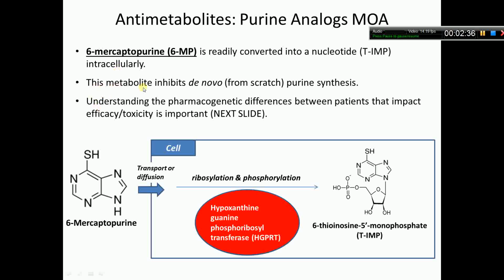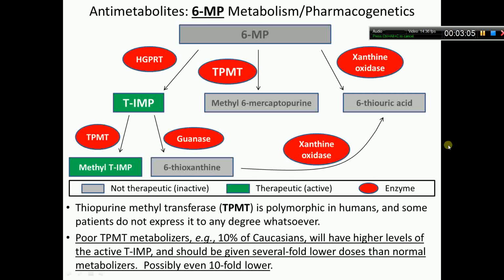And the metabolite, this TIMP metabolite, is going to inhibit what we call de novo, or from scratch purine synthesis. So some purines are synthesized absolutely from scratch, and some of them are actually scavenged from the extracellular space to be recycled. But we're talking about the from scratch synthesis that we're going to block. And really most of these drugs are going to interfere with DNA synthesis. Okay, as I mentioned right here, the pharmacogenomics to me are one of the most important aspects of this.